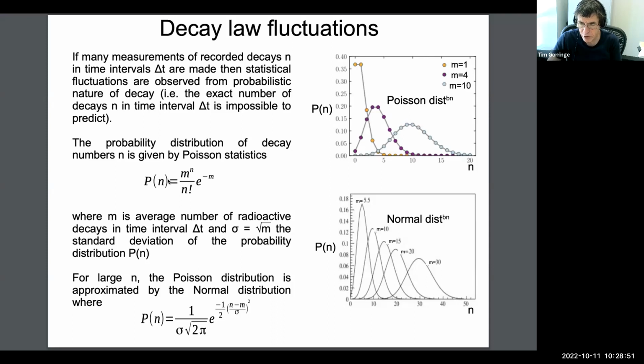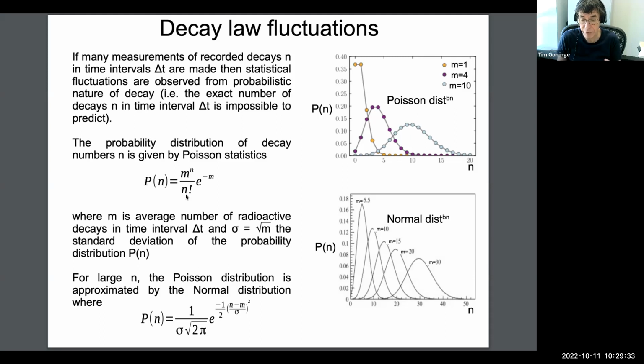The distribution of the statistical fluctuations is given by Poisson statistics, and it's given by this equation here. In this equation, m is the average number of radioactive decays in the time period delta t. It's the mean number of radioactive decays in that time period delta t. Imagine you've done the experiment many times and you calculated the mean number of decays. So that's m.